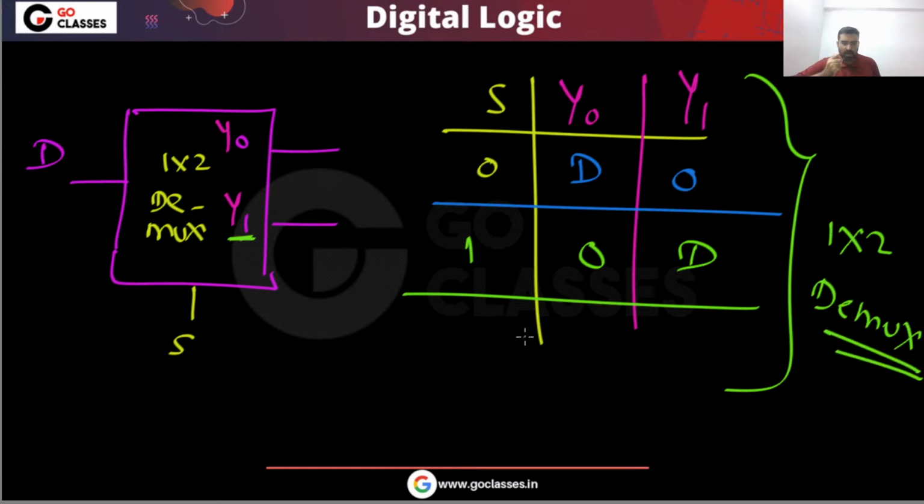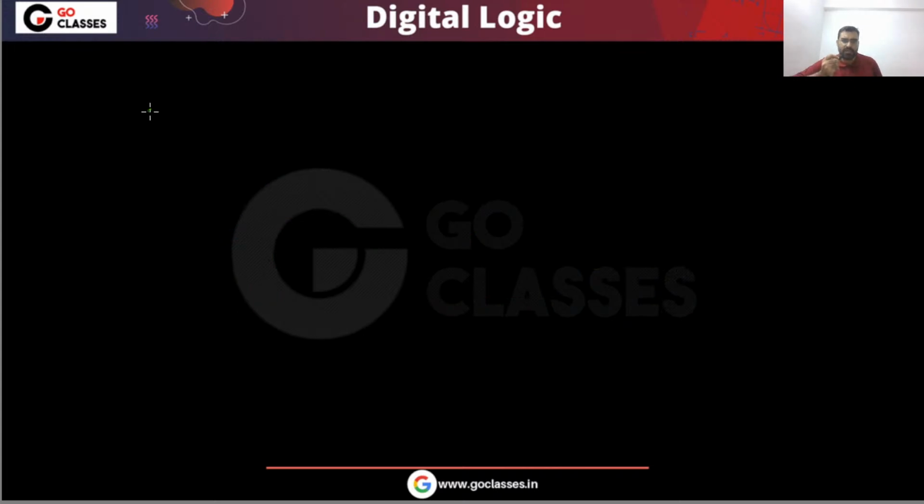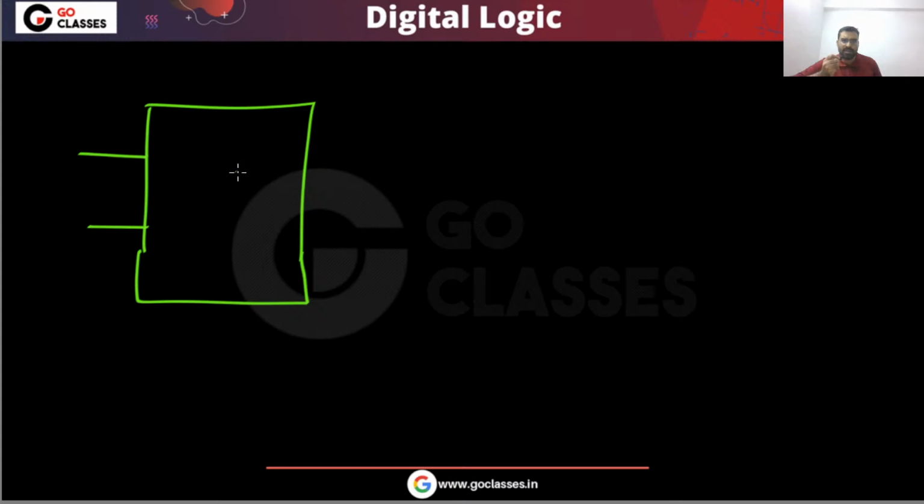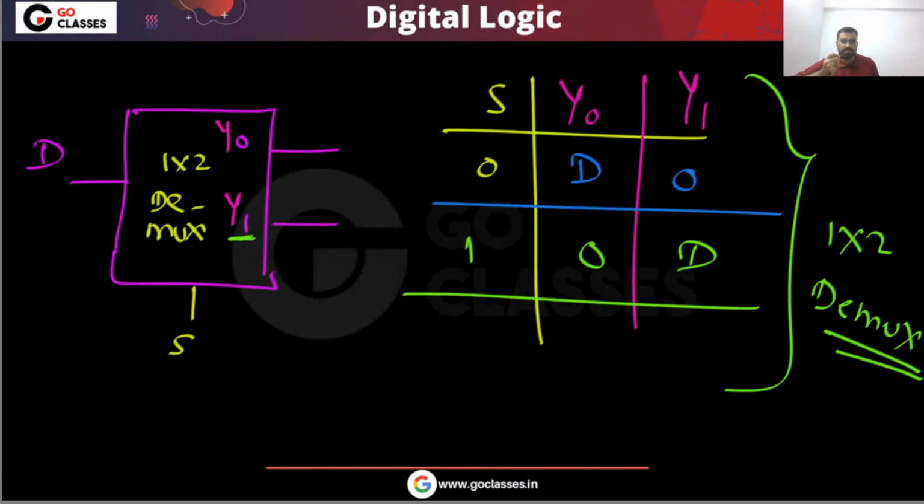Now, how to do it? This is your DeMux, you already know. This is your demultiplexer. If I have a 1 by 2 decoder, then how do I create one from it? Let's assume this is my decoder. See, this is your 1 by 2 multiplexer, and this is your 1 by 2 demultiplexer.